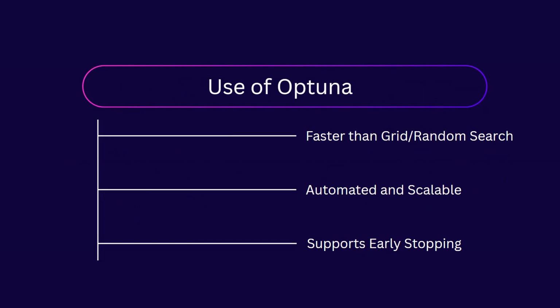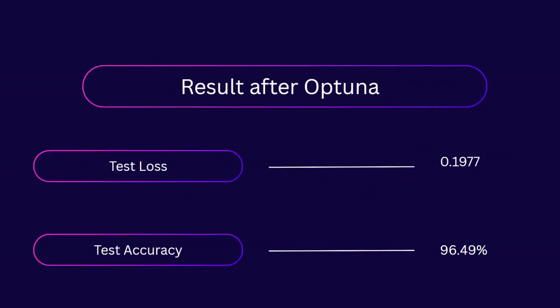In these parameters, we are taking mainly the learning rate, the dropout rate, and also the dense units. There are a lot of hyperparameter tuning techniques, and from them, we are using Optuna, because Optuna is faster than other hyperparameter processes like grid search and random search.